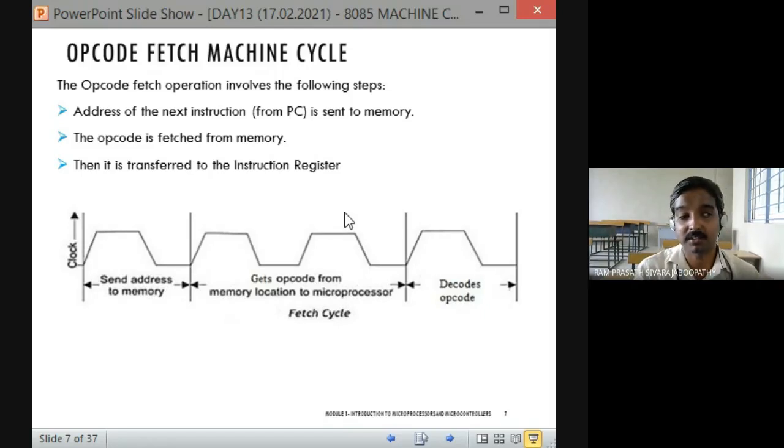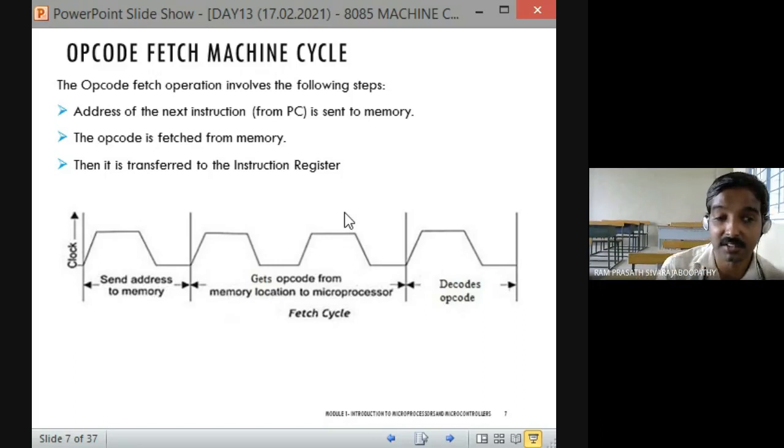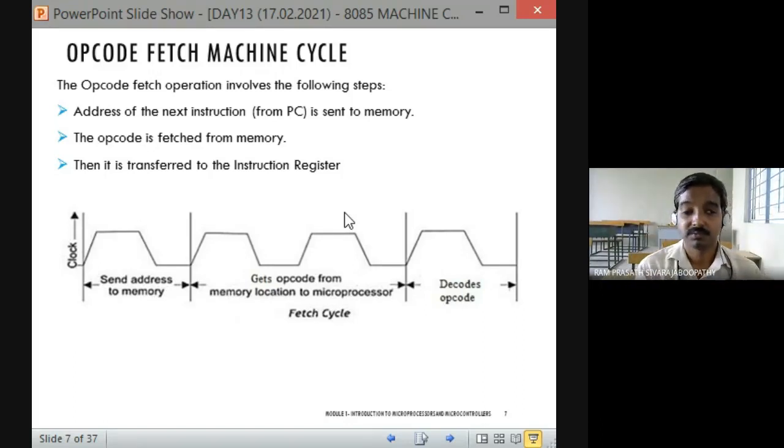Does the microprocessor know what it has to do? With the opcode, does the processor know what to do? After getting into the instruction register, what does it have to do? The CPU has fetched the instruction. What is the meaning of that instruction? It has to know. For that purpose, very good, super, it has to decode. Yes, it has to decode the particular opcode. Correct. So that takes place in the T4 state.